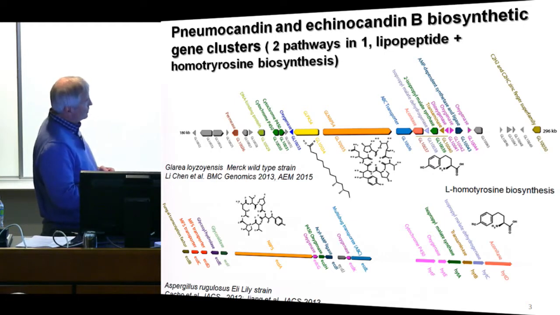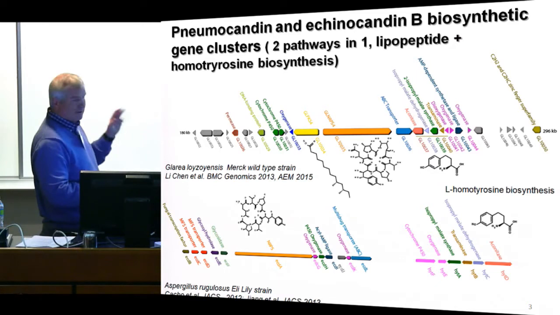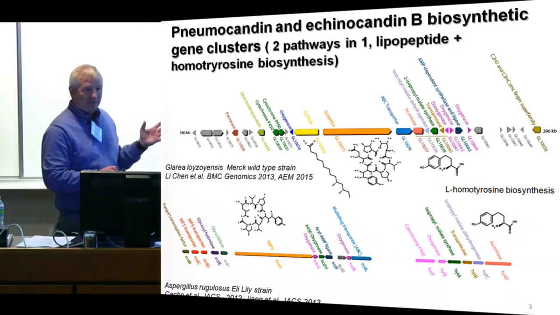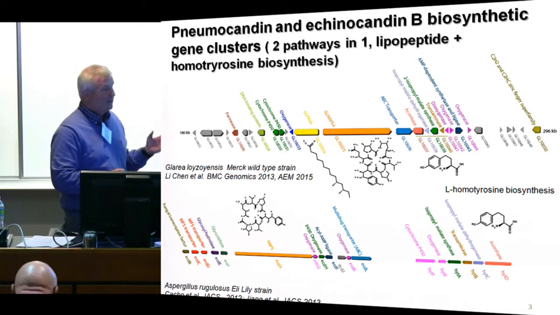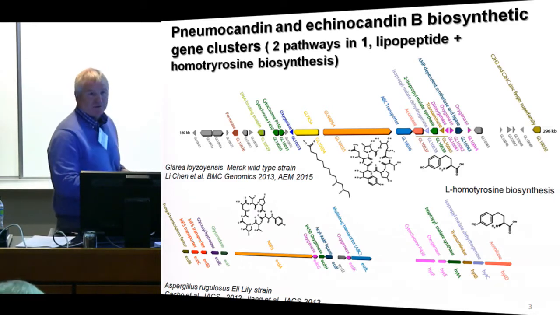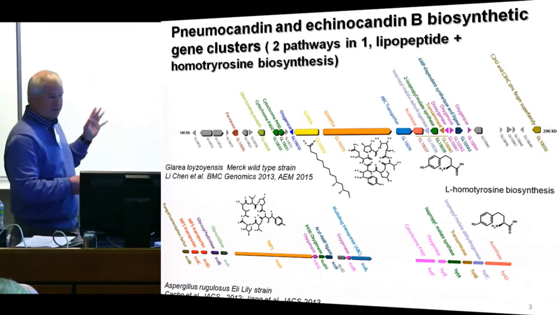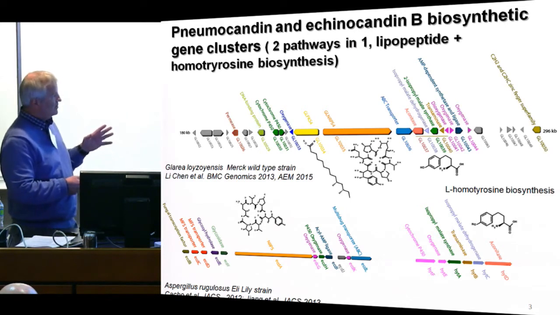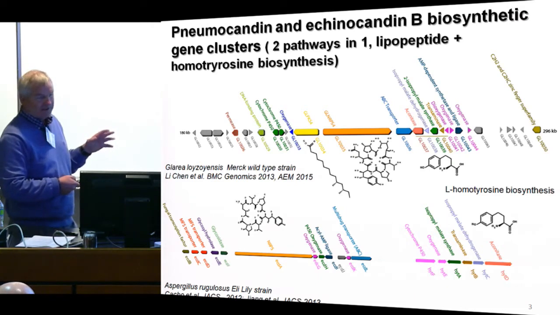There's a transporter. And the pneumocandin pathway, the echinocandin pathway, is really two pathways in one. It also has an embedded pathway for the biosynthesis of homotyrosine, which is a very strange amino acid. This is the only place that I know of in a fungus that this amino acid occurs. It does occur in cyanobacteria.